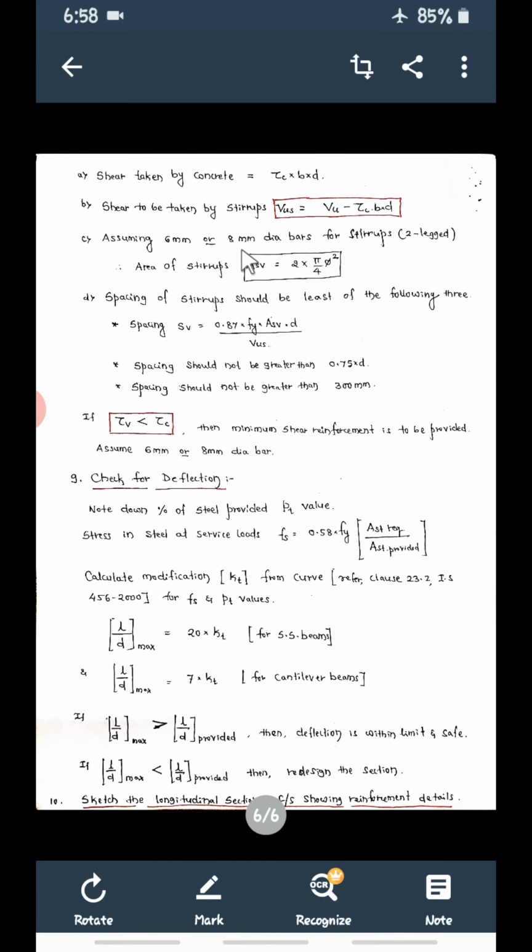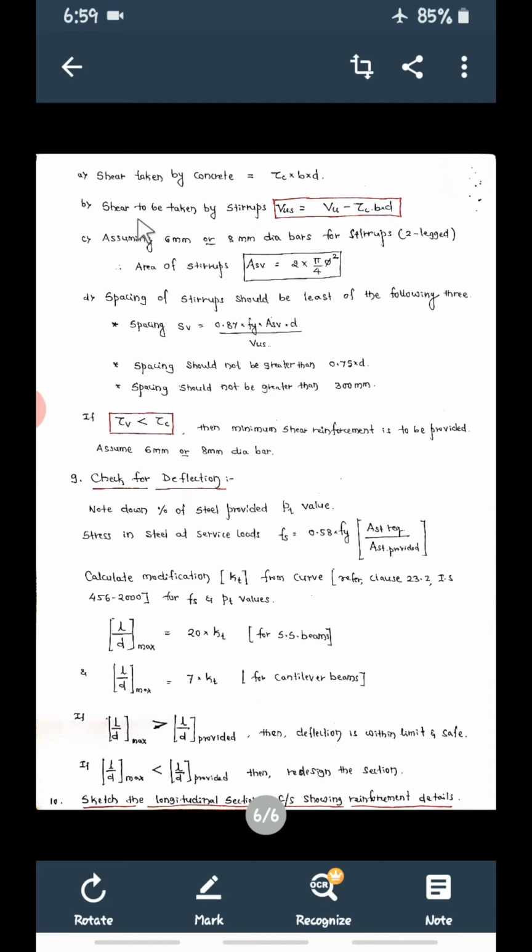Now see, then we have to calculate shear taken by the concrete. No doubt, the steel bars, the stirrups that we provide, will take the shear stresses, but concrete is also taking some of the shear stresses. So a small amount of shear will be taken by the concrete also. How much will concrete take? This is tau C into BD. So shear force taken by the concrete is equal to tau C into BD. Tau C we have calculated just now. So multiply B into D.